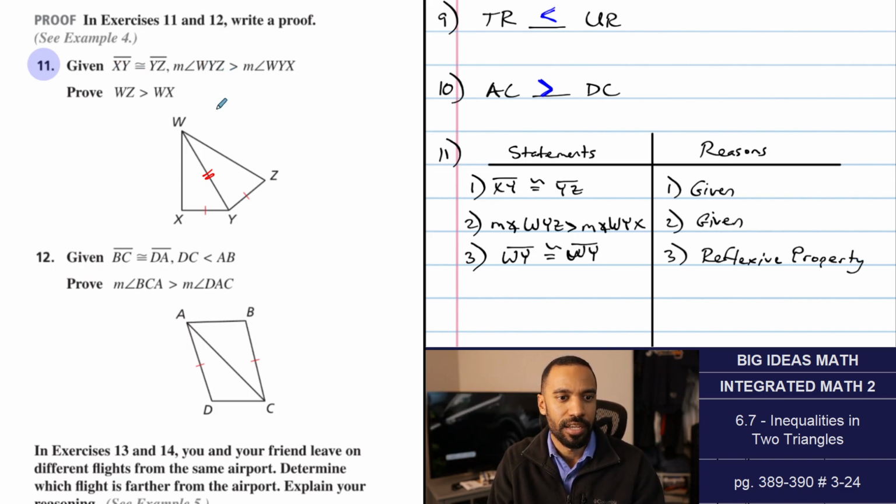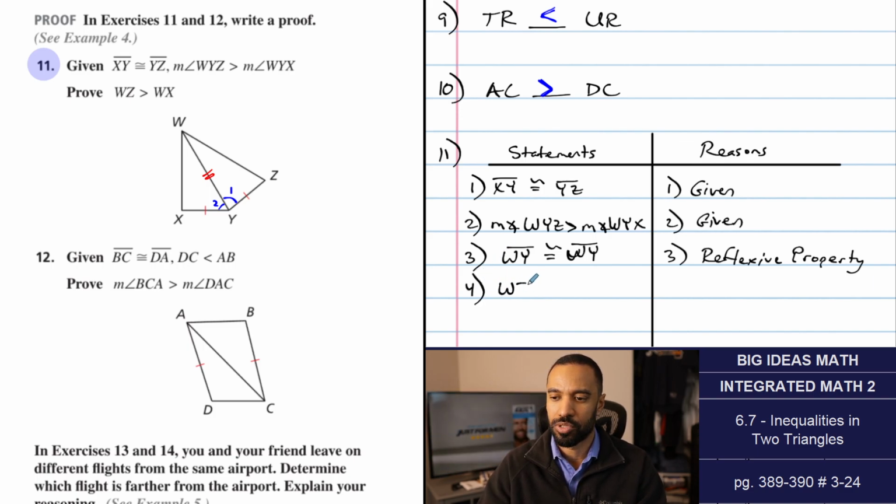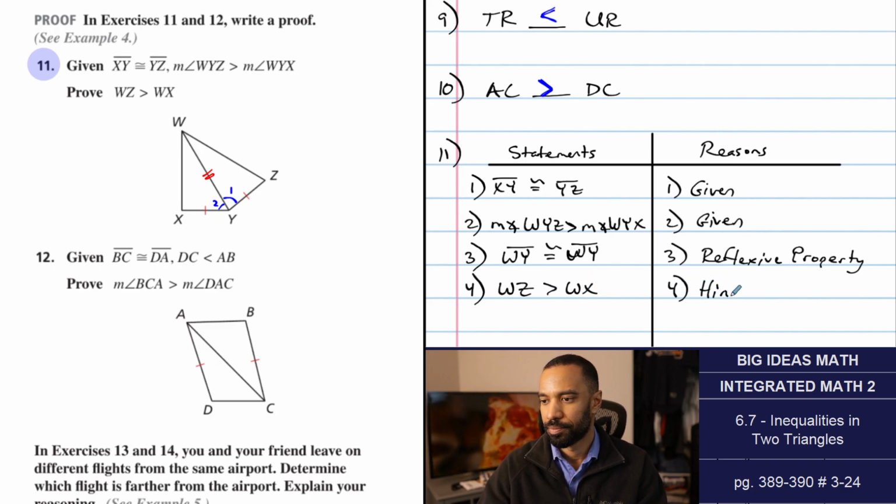again, angle WYZ is greater than angle WYX. Here's WYZ. I'm just going to kind of call it 1, and here's WYX. I'm going to mark it a little bit littler, I'll call that 2. They're not congruent. This guy's bigger than this. So which one's longer? Right here in the proof, WZ is longer than WX as far as lengths go. Length of segment WZ is greater than length of segment WX. That is by the hinge theorem.